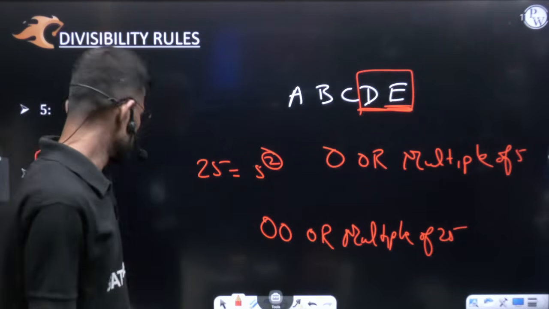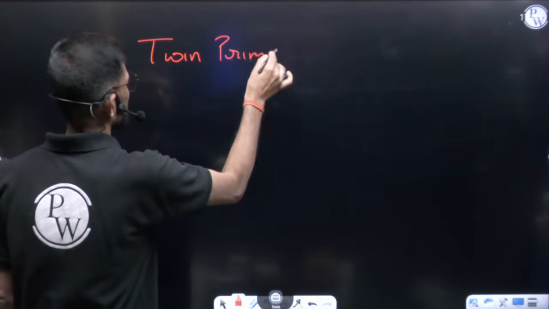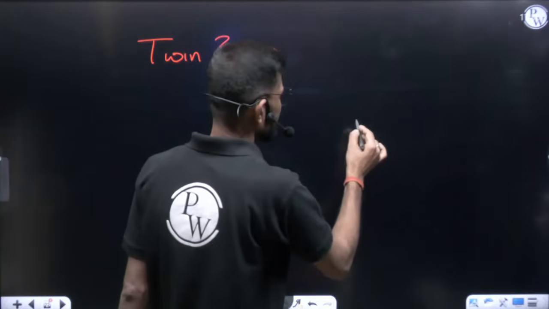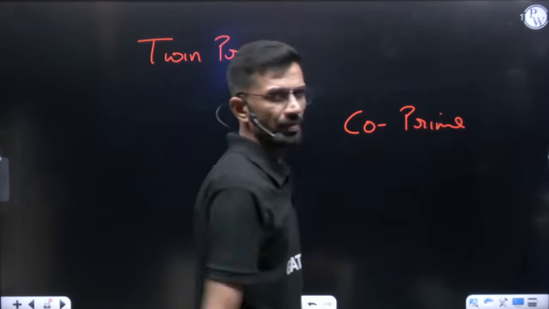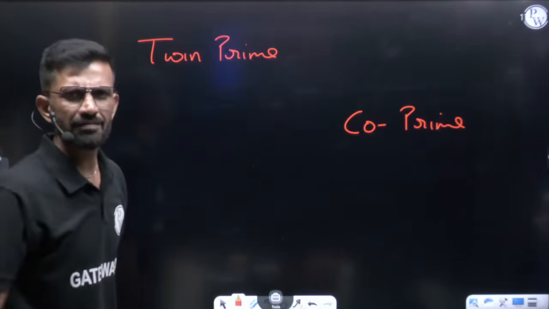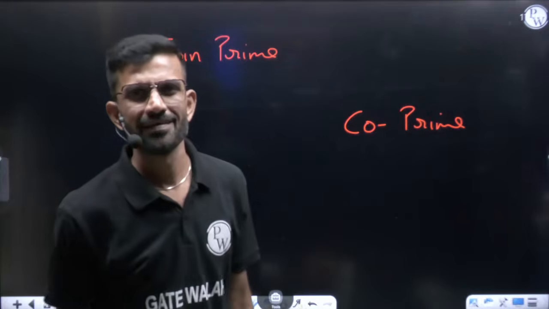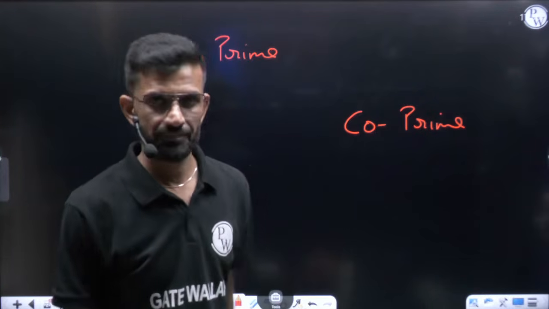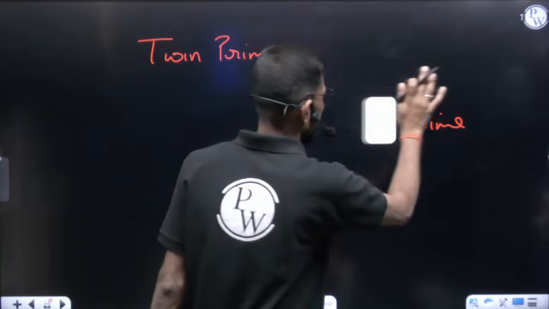What are those 2 terms? Are you aware of this word, that is twin prime? Are you aware of this word, which is co-prime? What is a twin prime number? What is a co-prime number? Many people get confused. They mix up twin prime and co-prime. Some people say both are the same. Let me tell you, both are not the same. We'll understand the difference first. Then I'll tell you the 6 divisibility rule, what we have to do.